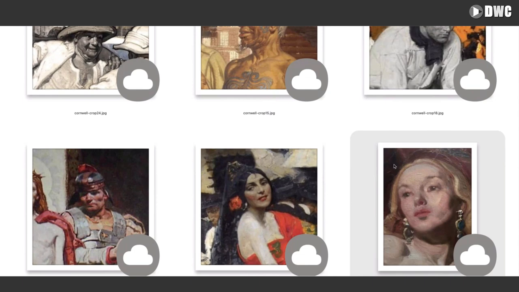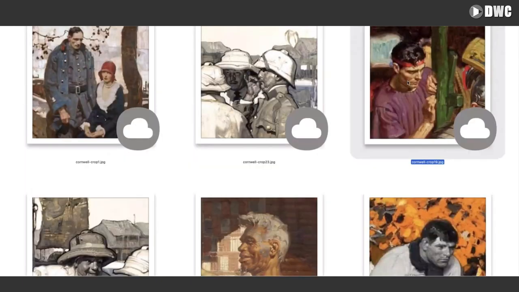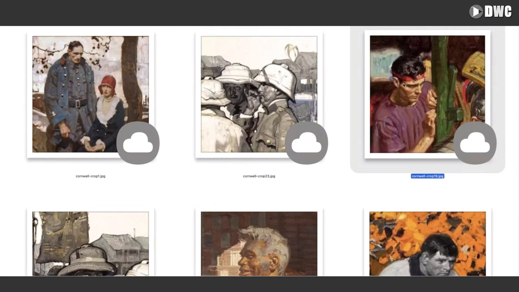Oh, here's one very obvious. You see this one right here? You see that beautiful shadow on the side there? That's very, very clear. So that'd be a good one to study. I like this one. This one's low resolution.